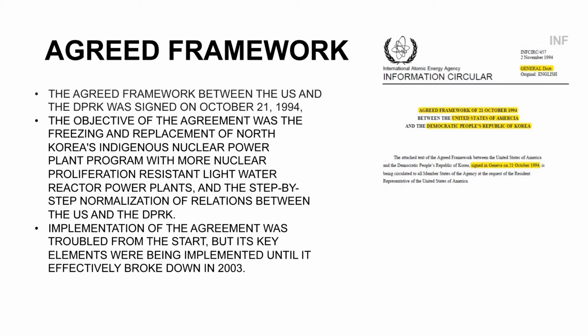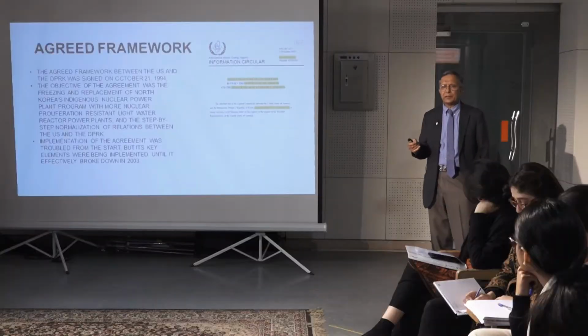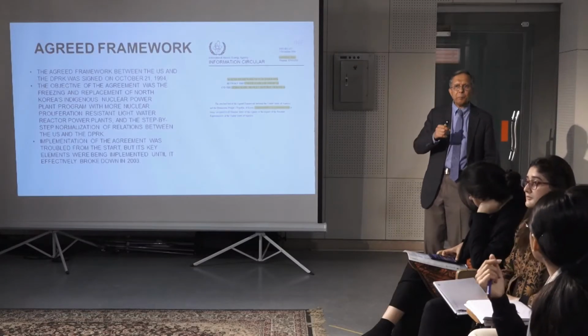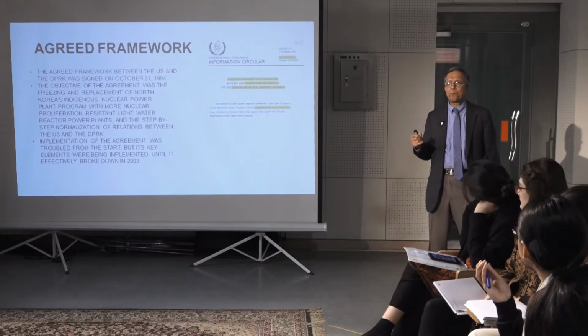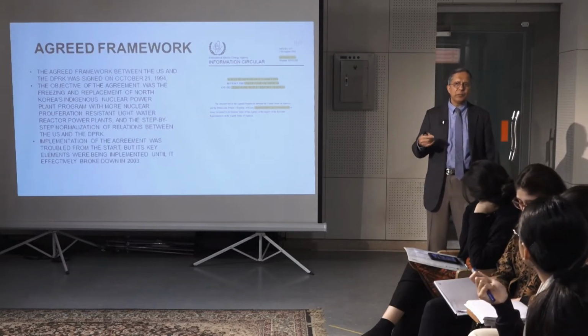Implementation of the agreement was troubled from the start, but its key elements were being implemented until it broke down in 2003. They were giving them high-speed diesel oil for their energy needs. Korea is a cold place. They need energy, they need electricity. Eamon just told us that north of the 38th parallel it's all darkness because they do not have enough electricity over there. I think I should have added the exact tonnage of high-speed diesel oil that they were giving to North Korea. But both of them did not keep their promises, so this actually broke down the Agreed Framework. This is an important landmark in the efforts by North Korea and the United States to normalize the situation.